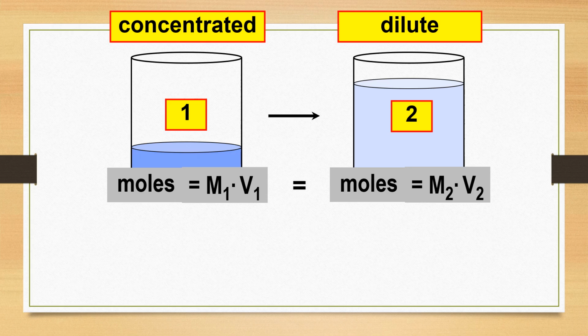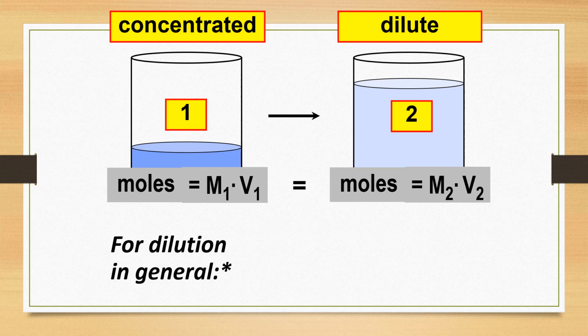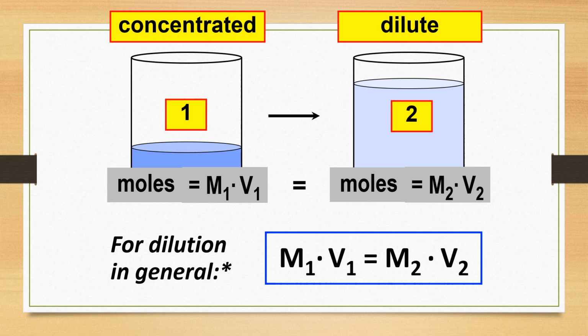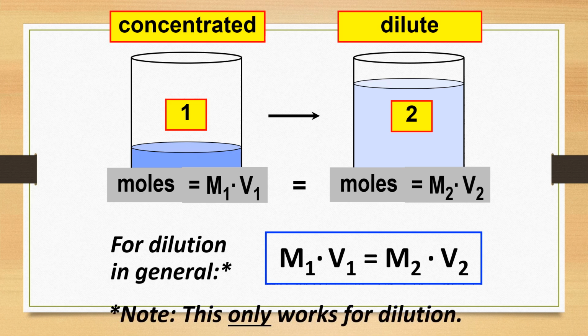For dilution, in general, the mole numbers are the same. So your M1 multiplied by V1 has to equal M2 multiplied by V2. All you have to do is identify what is M1 and V1, which equals what is your M2 and V2. Let's look at our question one more time.